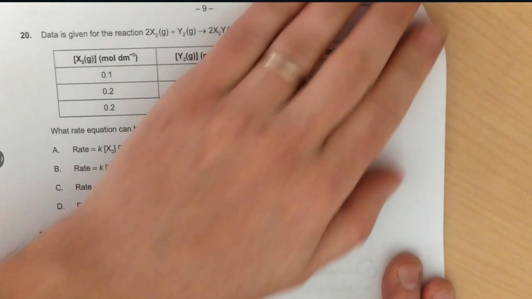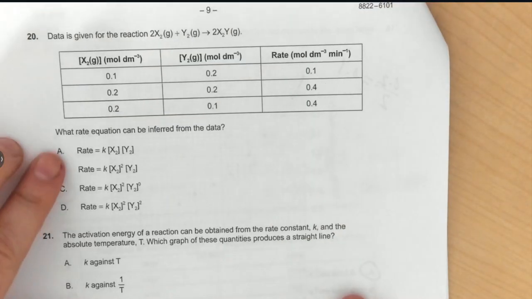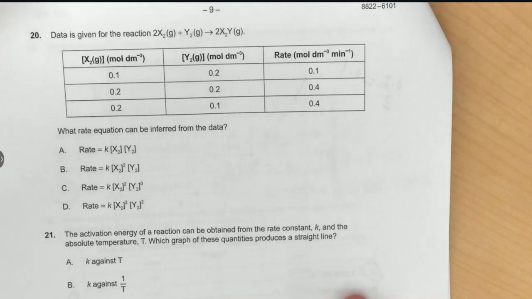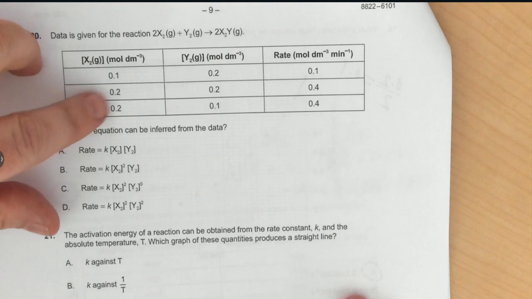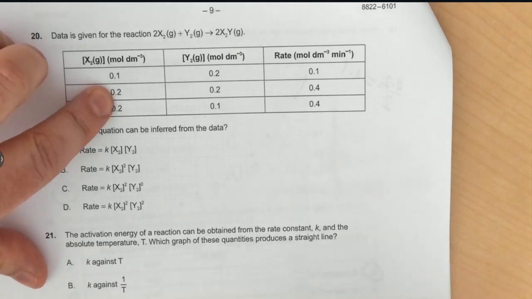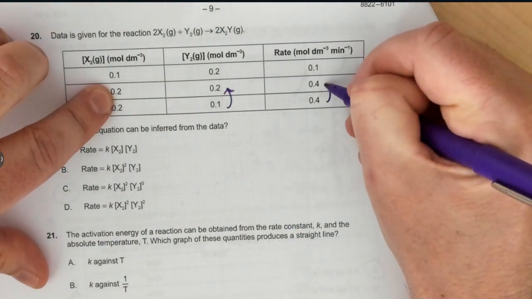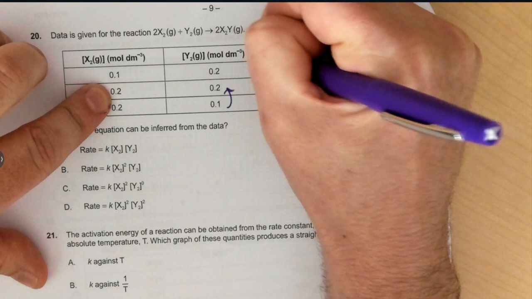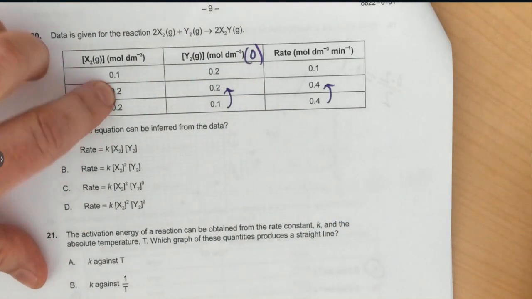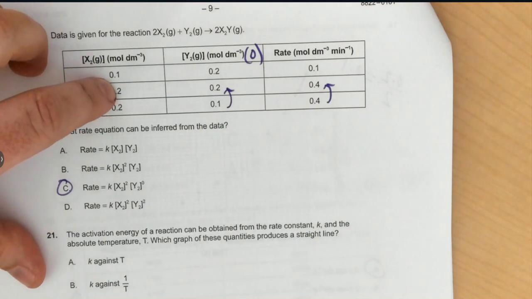Number 20, data is given for this reaction. We're given some initial rate data. Which rate equation can be inferred? So again, we have to compare. I have to find 2 rows where one stays constant and the other changes. So as x stays constant, as we double the concentration of y, the rate remains constant. That means it's 0 order with respect to y. I would go on, but C is the only one that shows y with a 0 order.